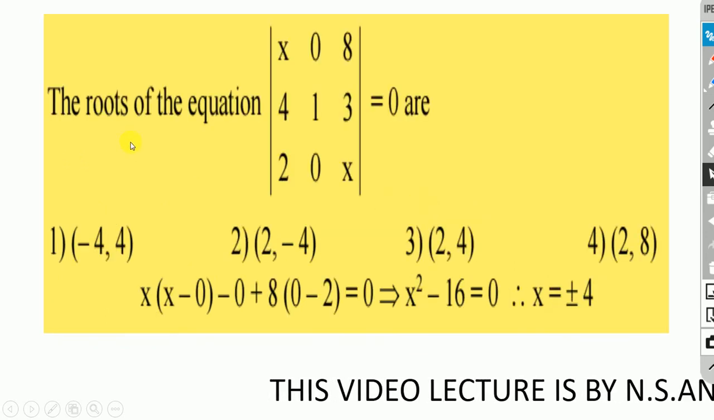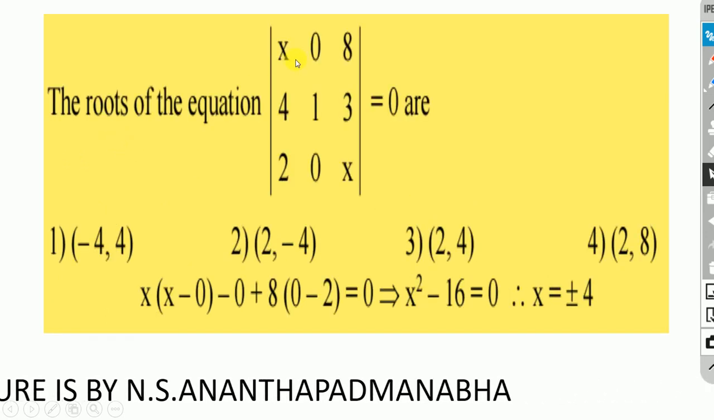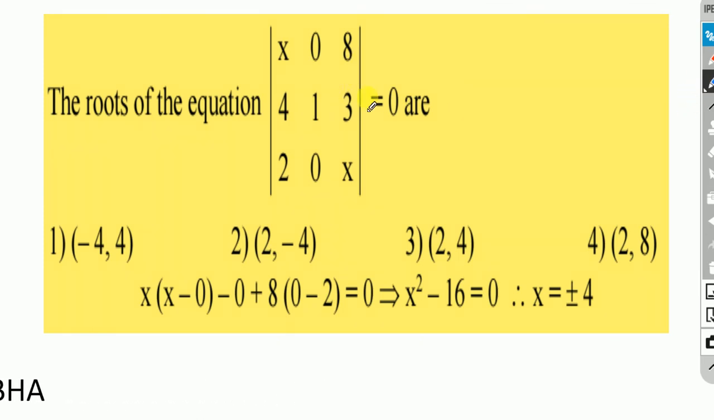The roots of the equation: there will be 2 roots, of course. When I have 2 x's here, therefore you will get a quadratic equation. Minus 4 4, 2 minus 4 2 4 and 2 8 are the answers.